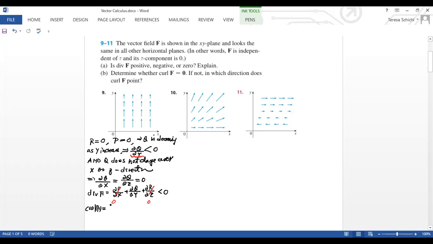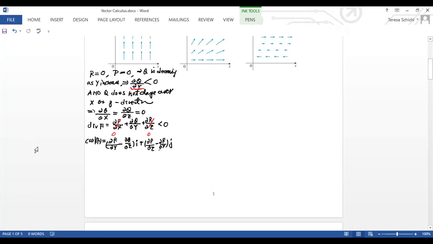The curl of F, if you plug into our formula, is ∂R/∂y minus ∂Q/∂z, and this is my i direction, plus ∂P/∂z minus ∂R/∂x, this is my j direction, plus ∂Q/∂x minus ∂P/∂y, and this is the k direction. So this is the curl here.